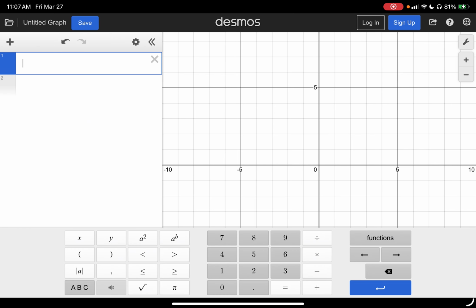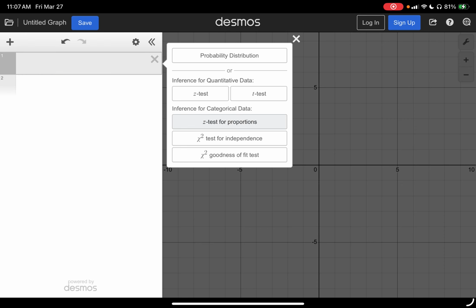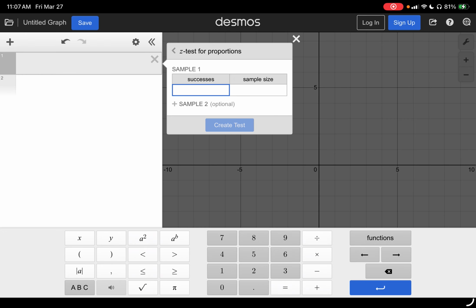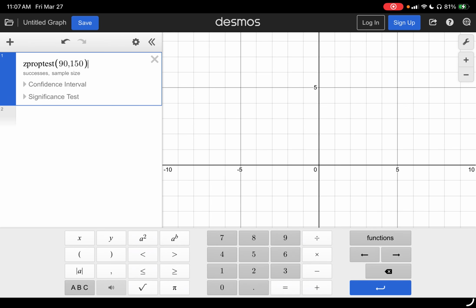Now I'm going to go to Desmos for this. Okay. Do inference, Z test for proportions. We have 90 people out of 150.